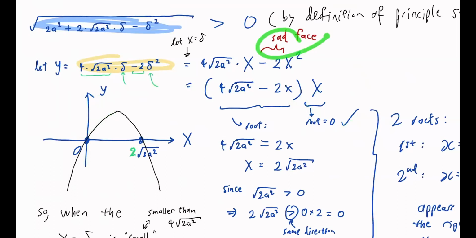And it's a sad face, right? Negative coefficient of x squared. So I have a graph that looks like this. Do you get how I draw this graph now? Graph sketching, okay, good.